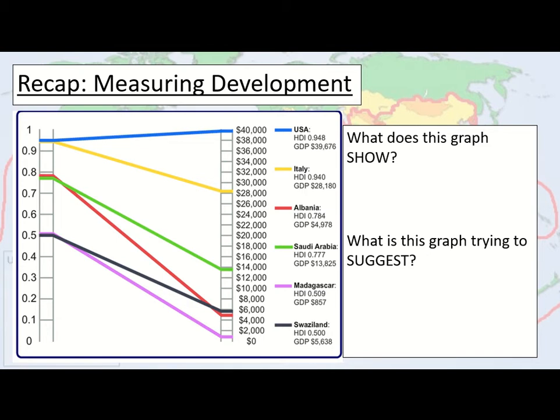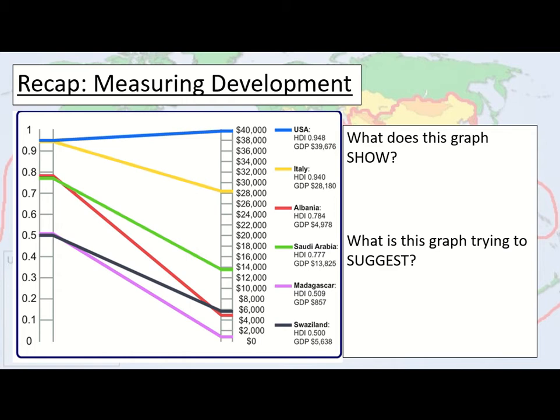So that's just describe it. Be as specific as you can. Work out what's going on on the left-hand side of it and the right-hand side of it. And then try to work out what the graph is trying to suggest about those two stats and those two axes of information. Once you think you've got an answer, you can unpause the screen and I'll explain it for you.